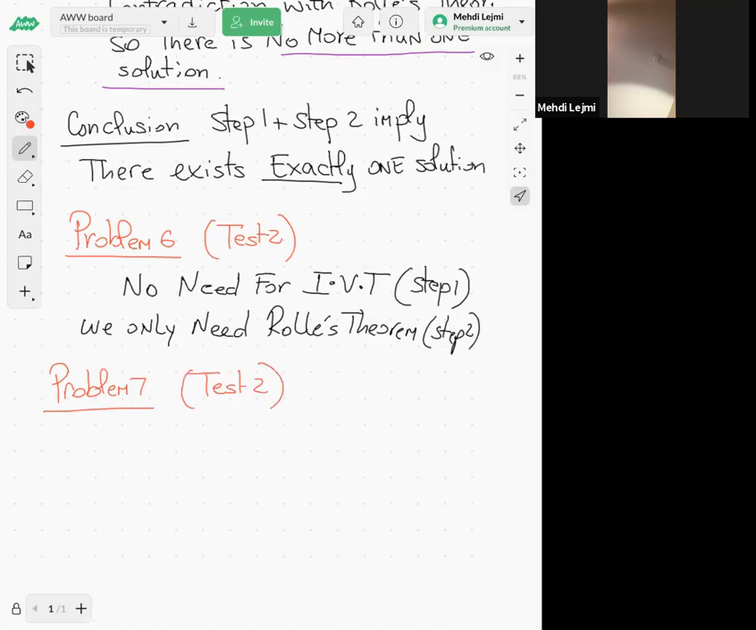So we have this function f. f of x is x cubed over 3 minus 3x squared plus 5x minus 2. And the interval, of course, is from negative infinity to positive infinity.